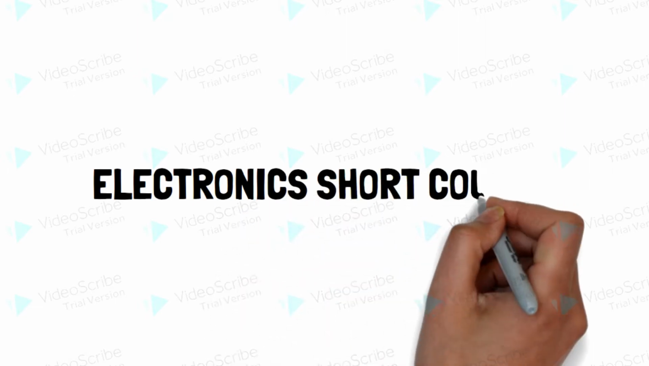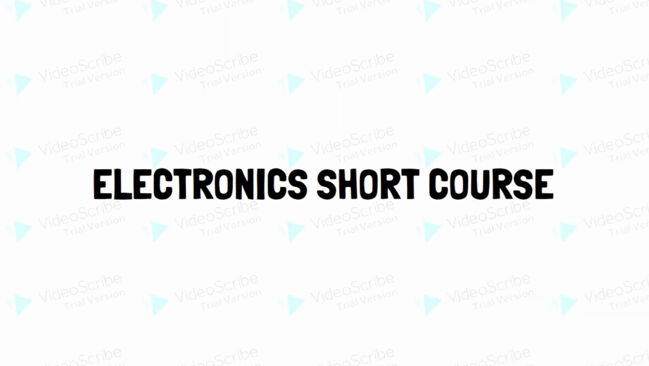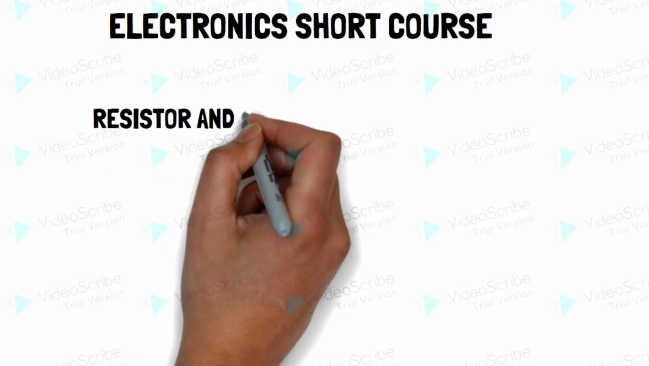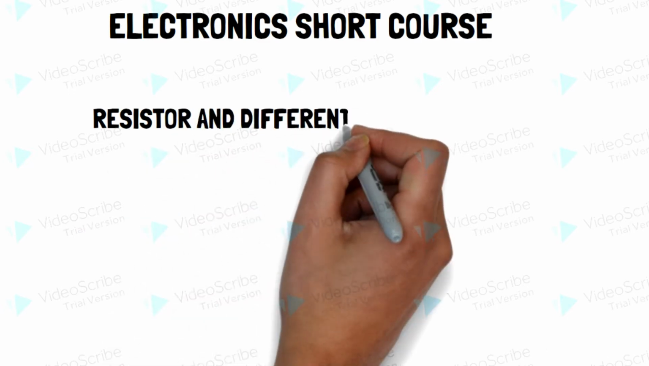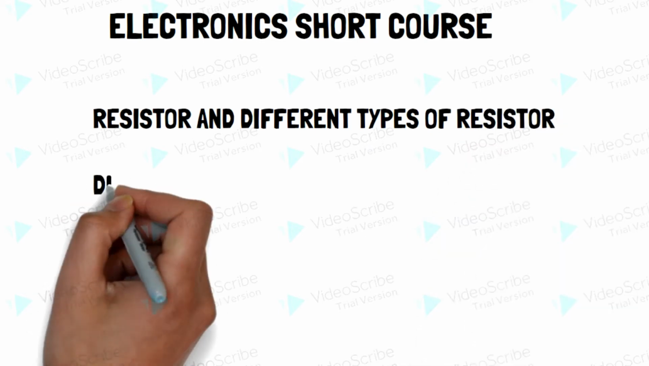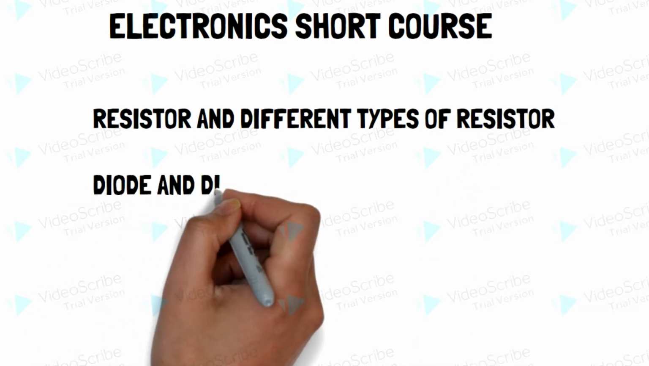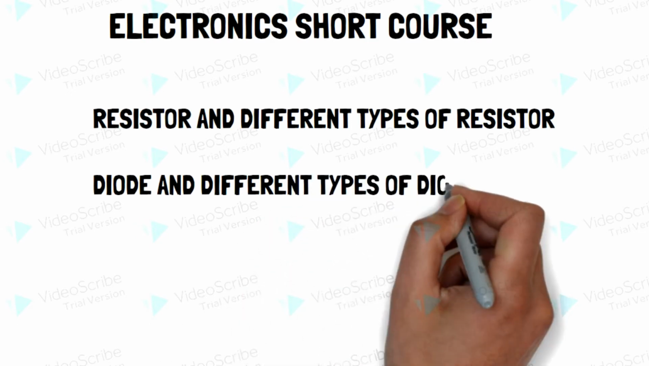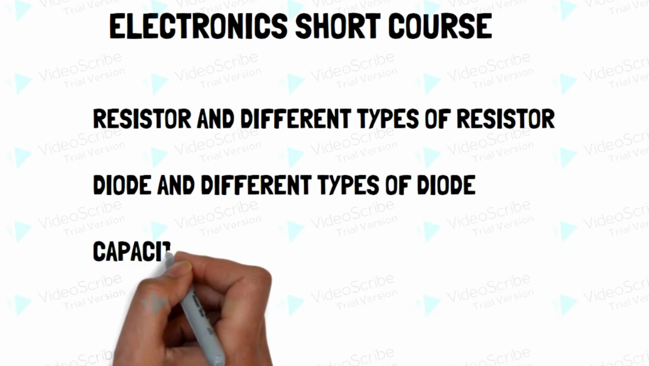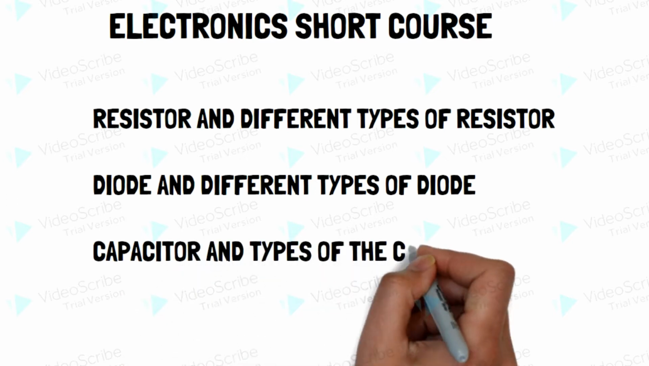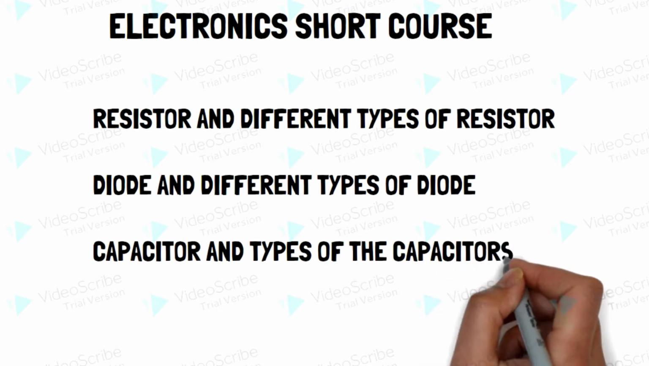This is the electronics short course in which we learn about the different components used in electronics. In this video series, I discussed the resistor and the different types of resistor, and also the diode and the different types of diode, and we will study the capacitor and the different types of capacitor.